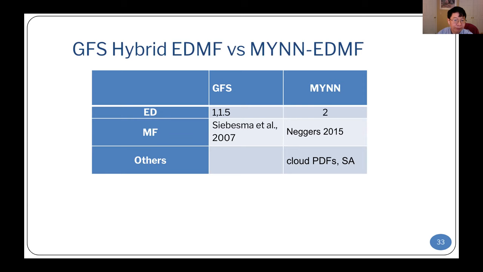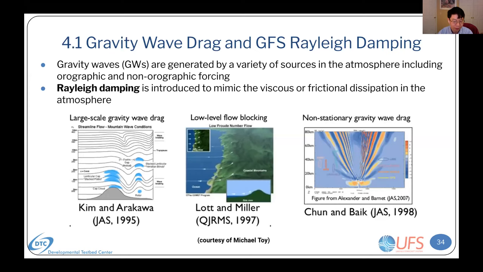Then let's look at the gravity drag. The gravity drag includes two parts. One is orographic gravity drag, gravity forcing. For example, the mountains can produce forcing to the atmosphere, so-called mountain torque, and also excite stationary gravity waves, larger scale gravity waves. Then also non-orographic forcing like convection, mid-latitude storm track and jet interaction.